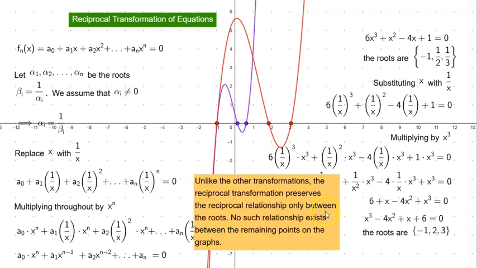This is very important. Unlike the other transformations, the reciprocal transformation preserves the reciprocal relationship only between the roots. No such relationship exists between the remaining points on the graphs. So it's not that the entire curve of the polynomial expansion maintains that reciprocal relationship, only the roots.